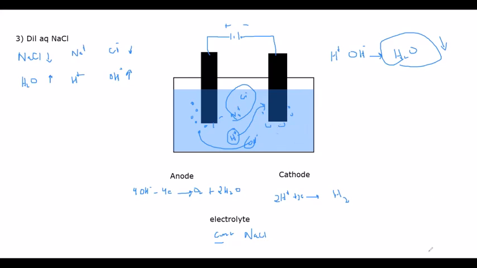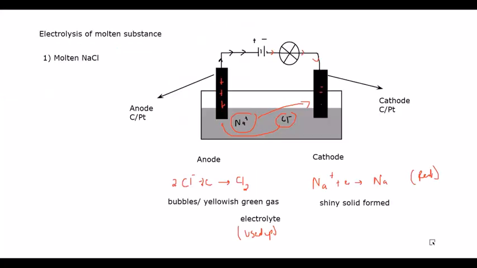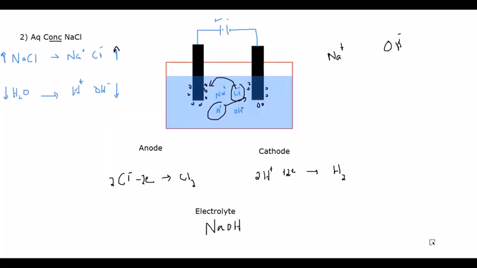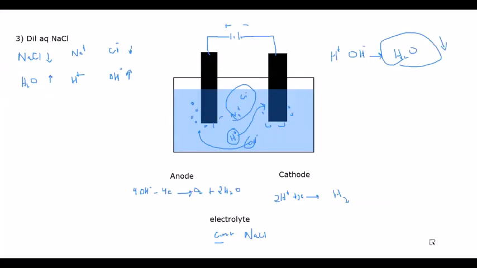So these are the three examples. The first one was the molten NaCl. The second one is concentrated NaCl. And the third one is dilute NaCl. Just for a quick revision, I revised this.